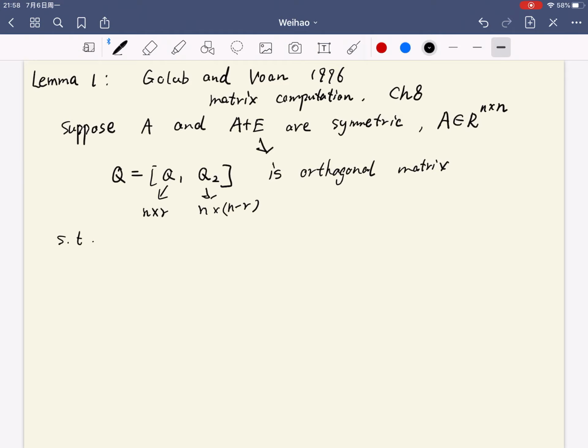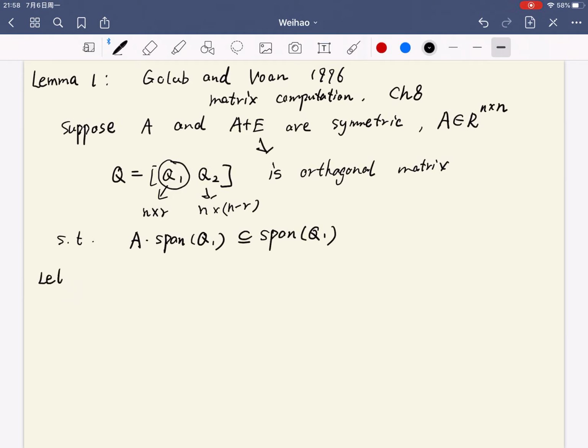Such that the span of Q1 is an invariant subspace for A, which means the image of A applied to the span of Q1 always belongs to the span of Q1. We can understand this in another way. Suppose we do the eigenvalue decomposition of matrix A, and we get an orthogonal matrix Q, and we take the first r columns as Q1, which satisfies this property.